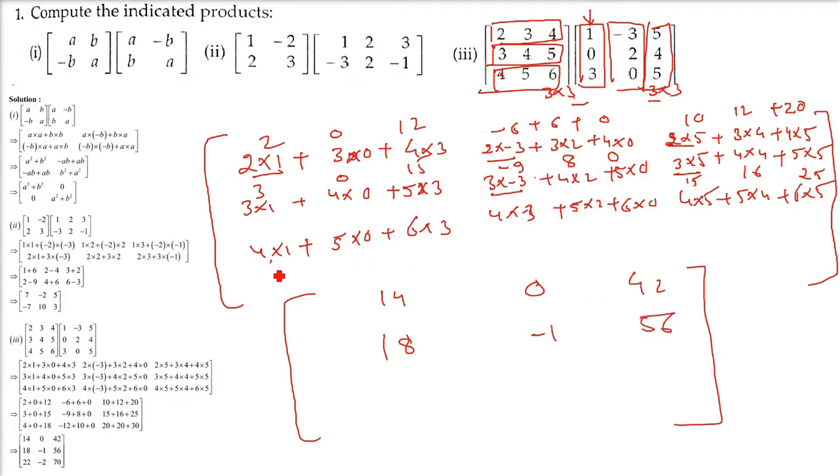This is 4, this is 0, this is 18. That is 22. Minus 12, 10, and 0. That is going to be minus 2. What was the 20, then 20, then 5, 6 are 30. So it will be 70. Okay, this is the matrix multiplication of all these examples.